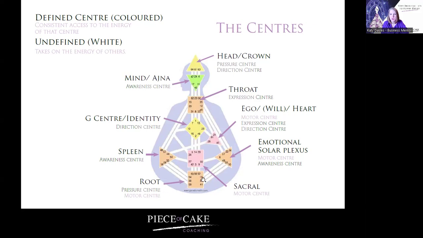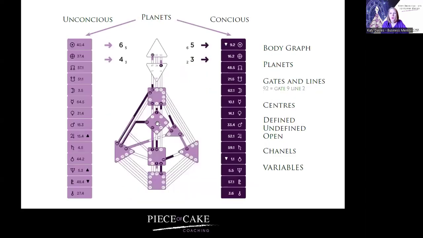You have the root, which is at the bottom. You have the spleen, and you have this one here, which some people call the G center, some people call the identity center. So the main thing to start to learn is the names of these different shapes, so that when people are talking, you'll hear people just say, oh, the throat center, oh, the G center, oh, your spleen, oh, your sacral.